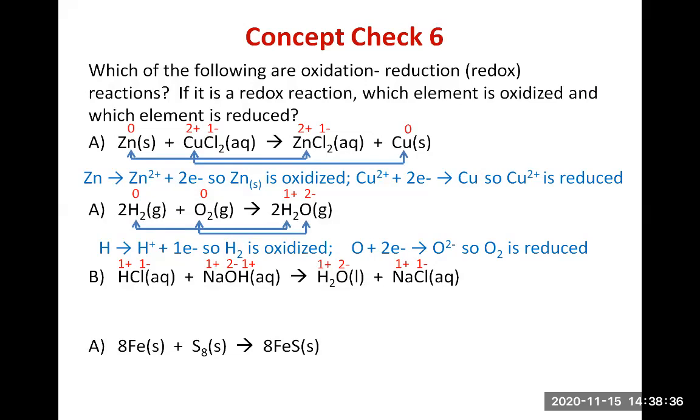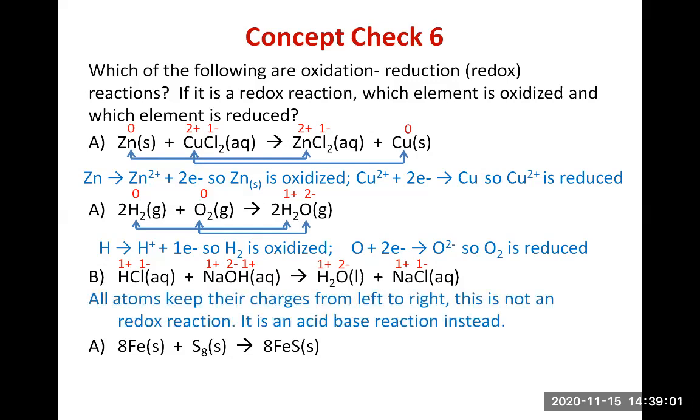So you can see that there has been no transfer of electrons in this reaction. So this is not an oxidation reduction reaction, right? You cannot determine that electrons have been transferred there. And actually, HCl is an acid, NaOH is a base, and together they react to make water and a salt. That's typical of acid-base reactions. So all atoms keep their charges from left to right. This is not a redox reaction, it's an acid-base reaction instead. So let's look at the last example.